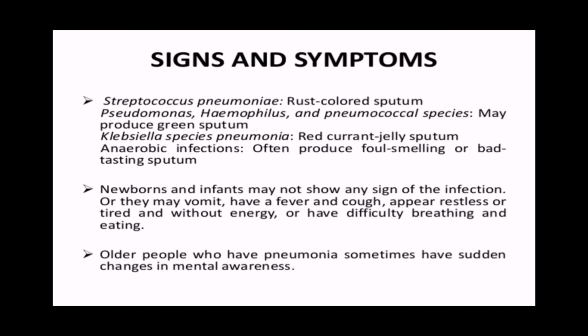Rust-colored sputum appears if there is a streptococcal pneumonia infection. Pseudomonas, Haemophilus and pneumococcal species may produce green sputum. Klebsiella species pneumonia produces red currant jelly sputum. Anaerobic infection produces foul-smelling or bad-tasting sputum.